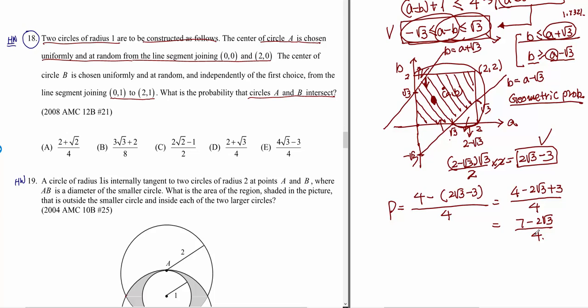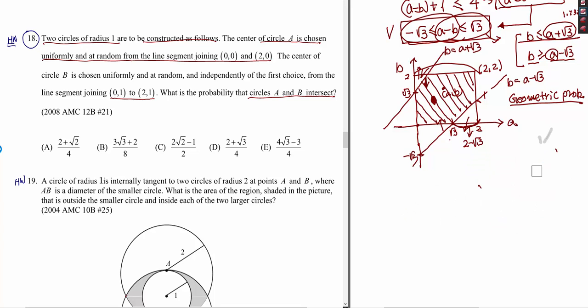Oh, what did I do wrong? Yeah, I did it wrong, right? Did you find out? Okay, this is not square root 3. I did it wrong, sorry about this. The slope is 1. This is 2 minus square root 3. This is also 2 minus square root 3. Yeah, I did it wrong. Okay, that's fine.